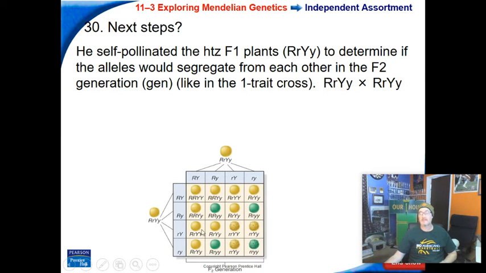Obviously, this Punnett square is a lot bigger. And that's simply because when you're talking about two traits, you have to represent all of the possible gamete combinations. Okay. So we're going to have a larger Punnett square.